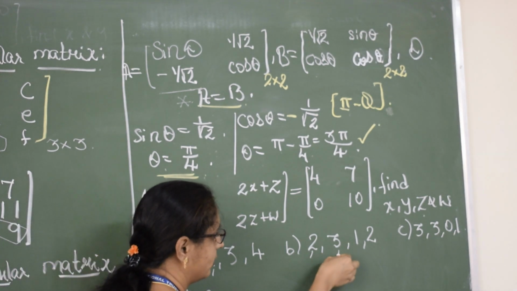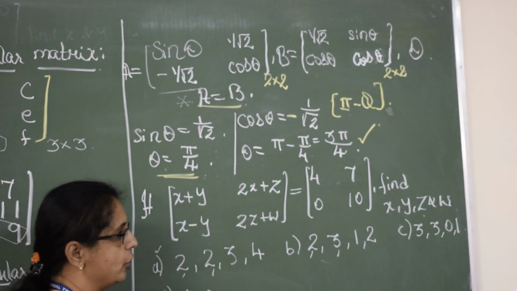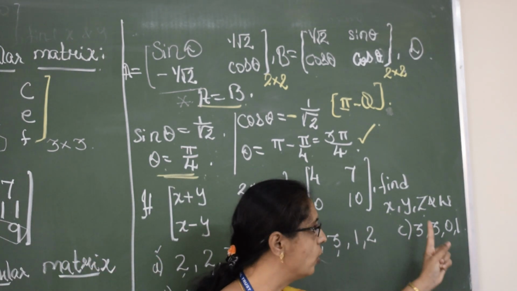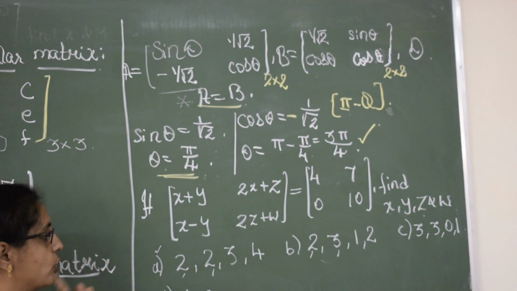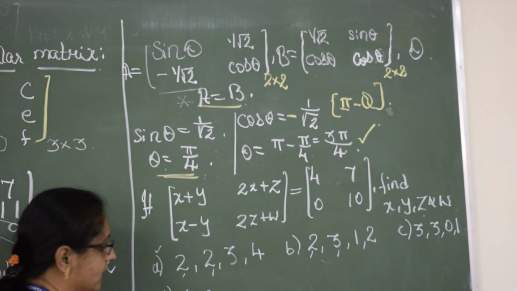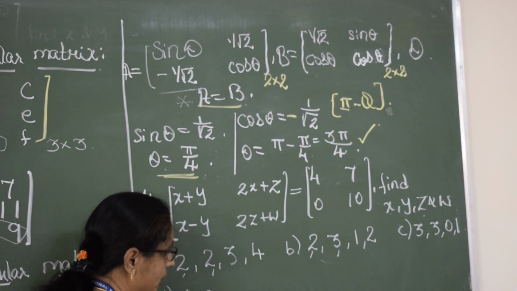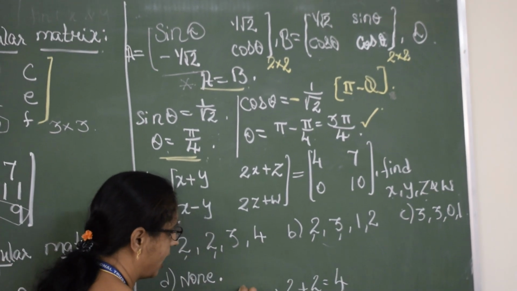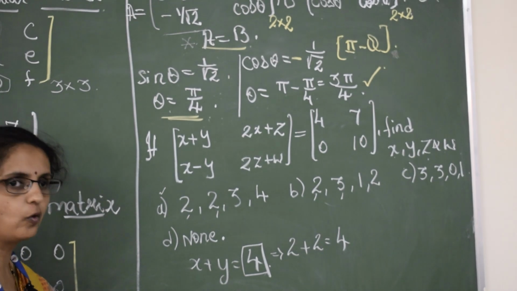But I'll show you with the other options also. This is 2 and 3. 2 plus 3 will give us 4? No. Neither does C, where 3 plus 3 is 6. That does not give us 4. So I'll come back and choose option A itself. X plus y equal to 4. If x is 2 and y is also 2, then only I am getting its RHS as 4.